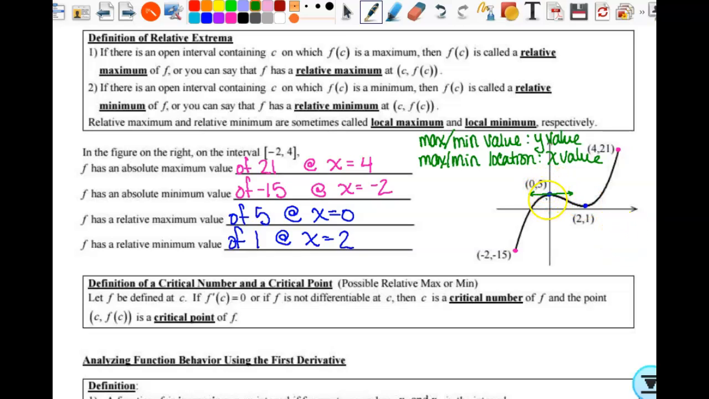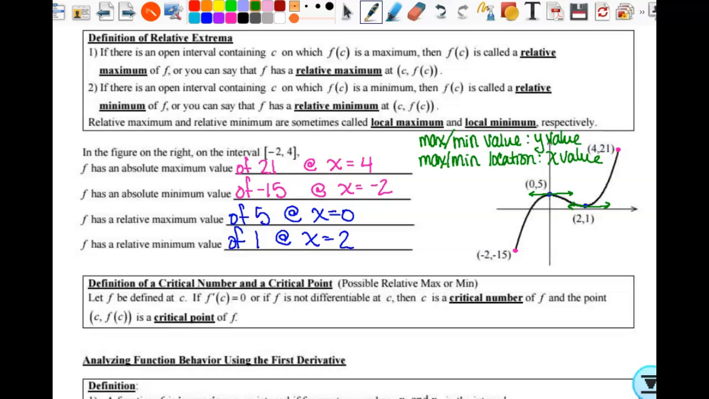So this is where your critical point of a relative maximum happens. Same with the relative minimum. The slope of that line is 0. Okay? So we're going to look at our critical points.